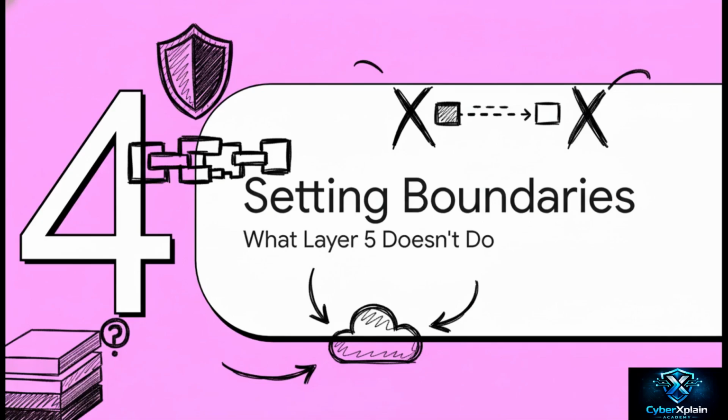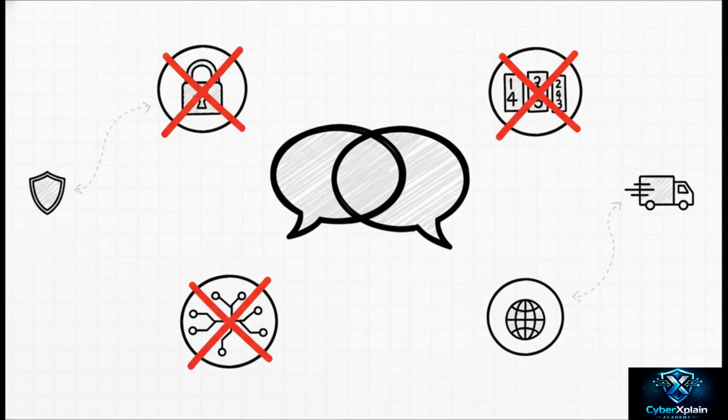Remember, the whole point of the OSI model is that each layer has its own specific job, and layer 5 is very focused. For example, it does not encrypt your data. That's the job of layer 6, the presentation layer. It also doesn't decide how your data gets routed across the internet. That's up to layer 3, the network layer.